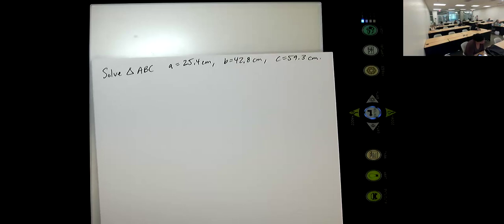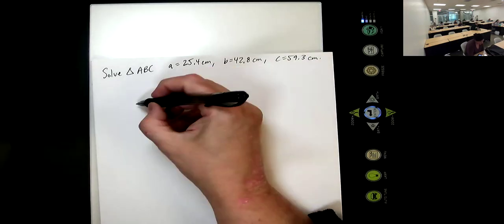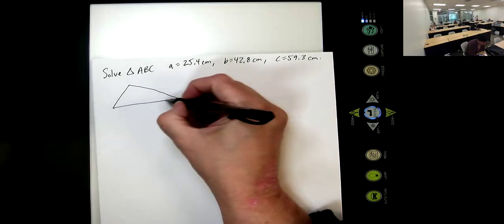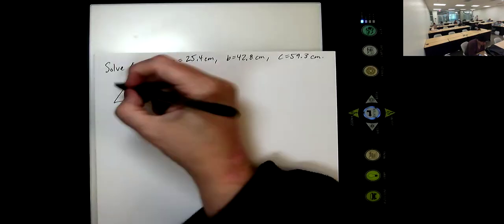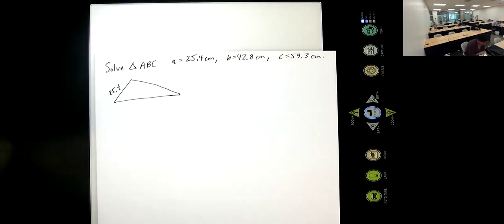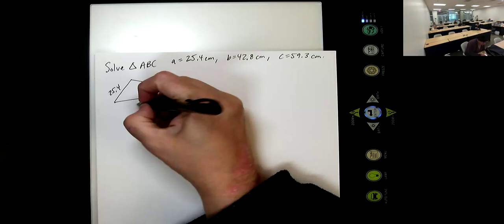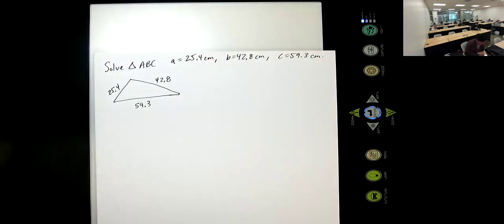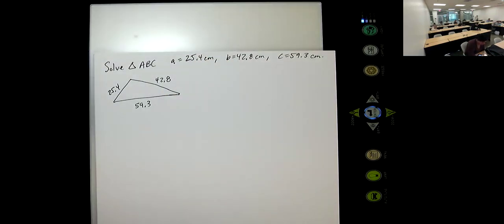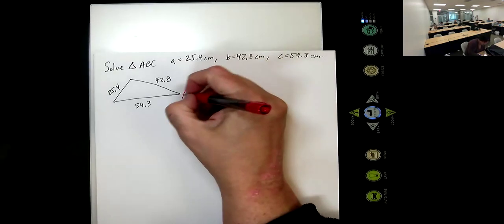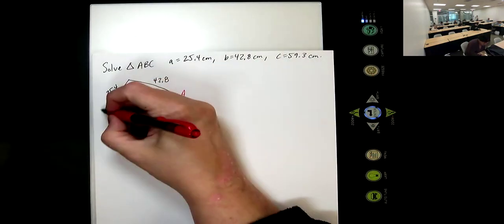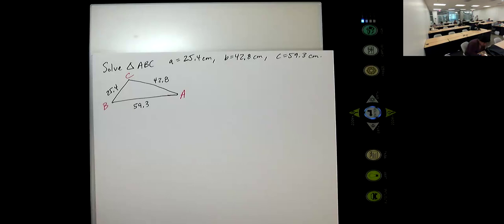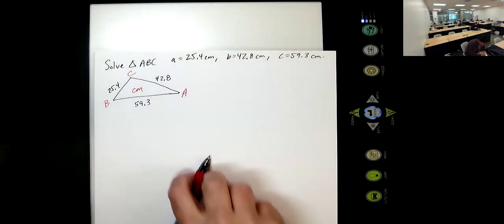Alright, so we got a triangle. One side is short. I'm gonna say the bottom looks like the longest one to me, the way I drew it. And by choosing those the way I did, that forces this one to be A. B is opposite the 42.8 and C is opposite the 59.3. And I'm gonna write the word centimeters in the middle, that way I remember that.